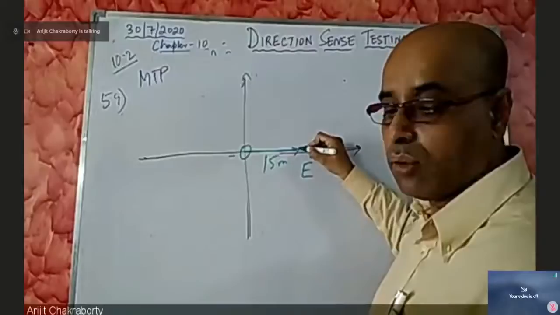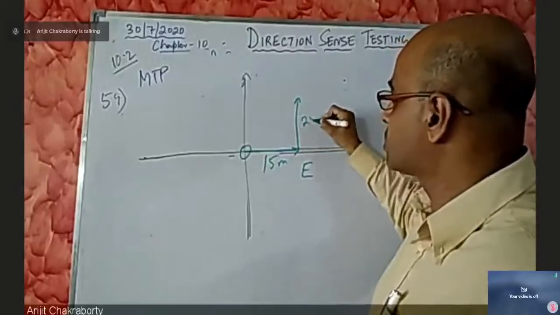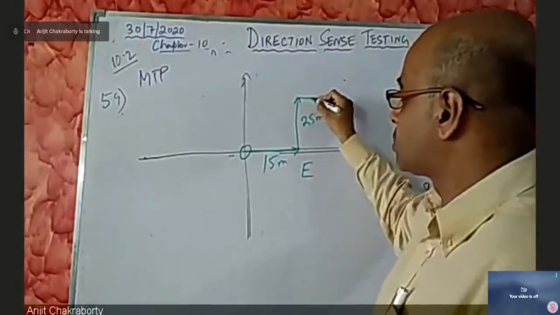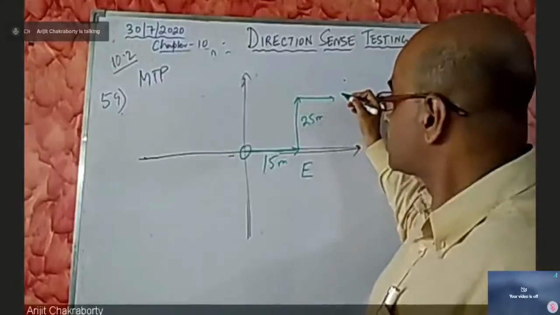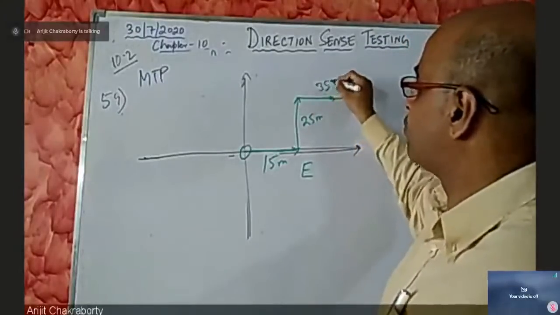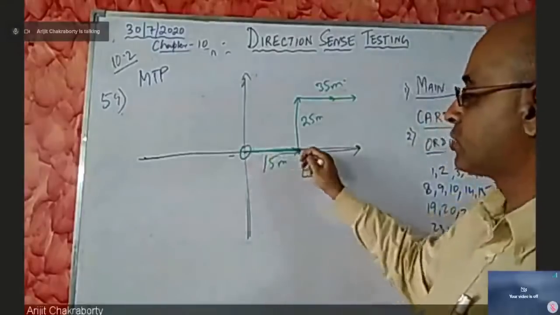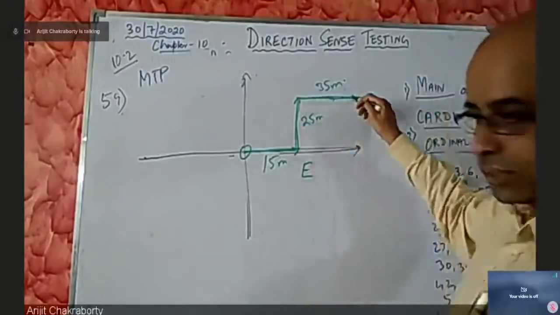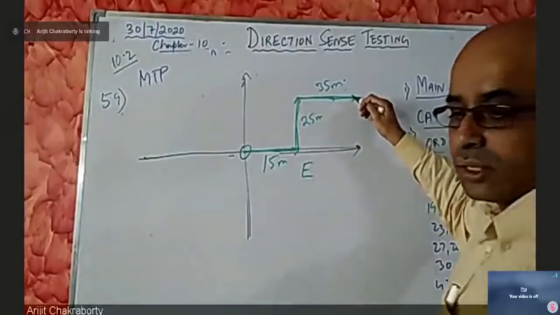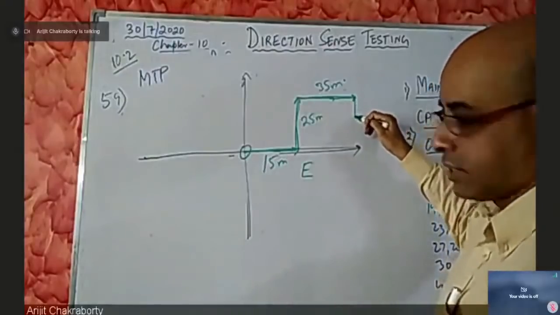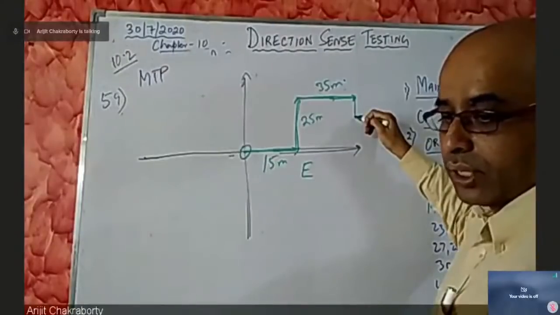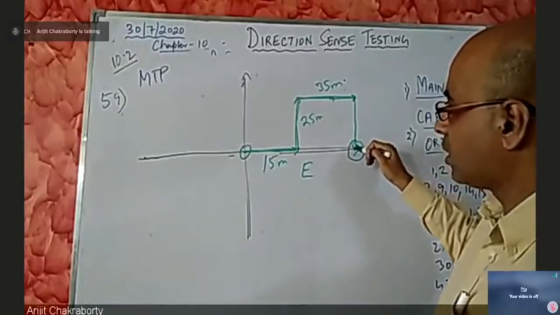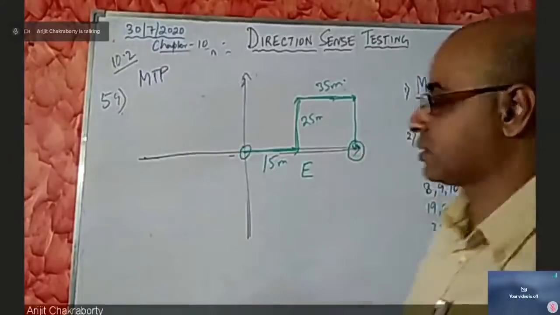He turned to his left and walked 25 meters. Before turning to his right. So now he turns right. Then he walked a distance of 35 meters. So 15 meters, this much. Turns left 25 meters. Turns right 35 meters. Then he turned to his right after walking a further distance of 25 meters. So he stops here. Find how far Ram is from his starting point.